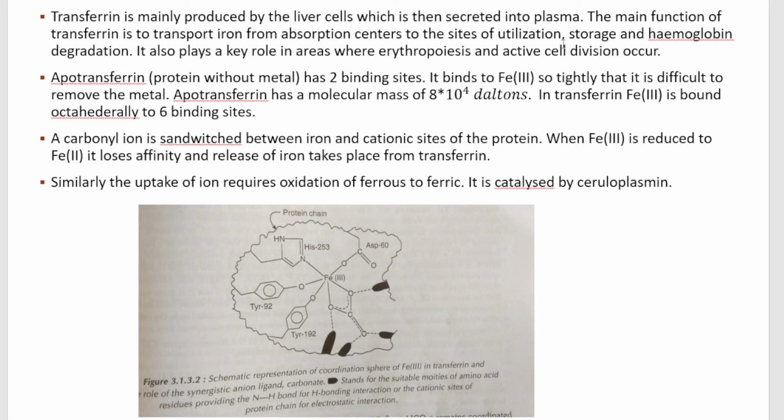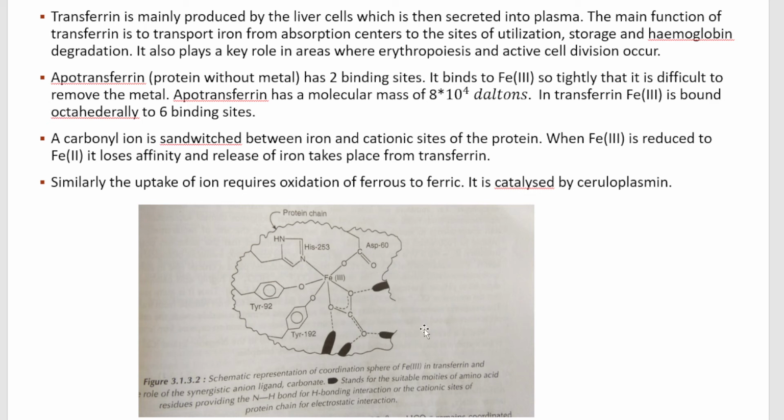That is, it is telling us that it helps to transport iron from a place where it is stored, maybe like a protein like ferritin that stores iron. From there, it is taken to the site where it is required. Okay, and it is also required for hemoglobin degradation. It also plays a key role in cell division as well as erythropoiesis. And apotransferrin, this is the structure, a schematic representation. You need to know to draw the diagram of each of these proteins.